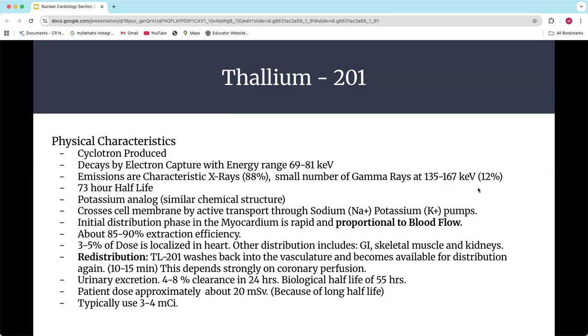Isn't it when the nucleus grabs one of the inner shell electrons and brings it in? It's when it's really positively charged, right? Yep. Who was that? Jesse? Yeah. Excellent. Nice being brave. Thank you. You are exactly right.